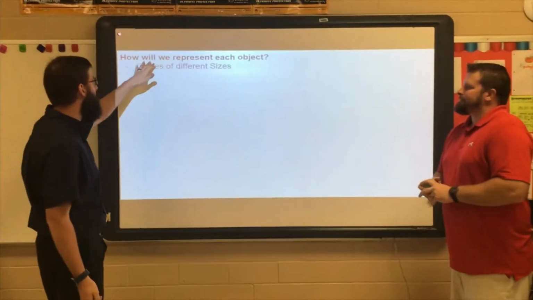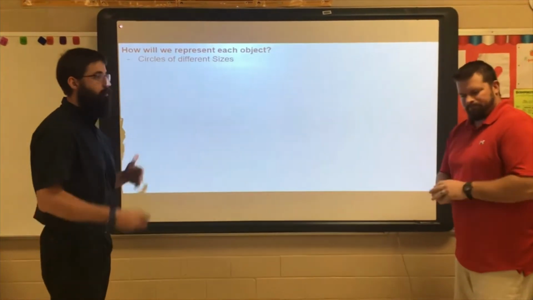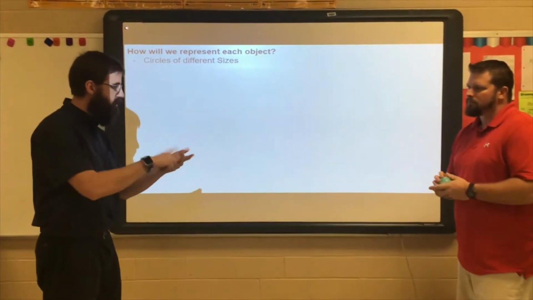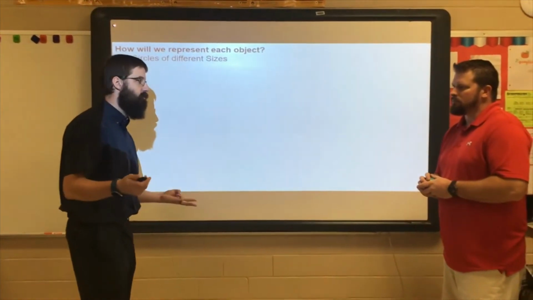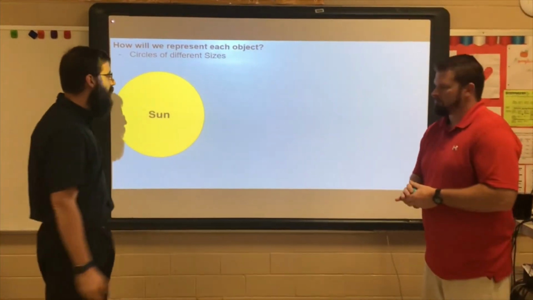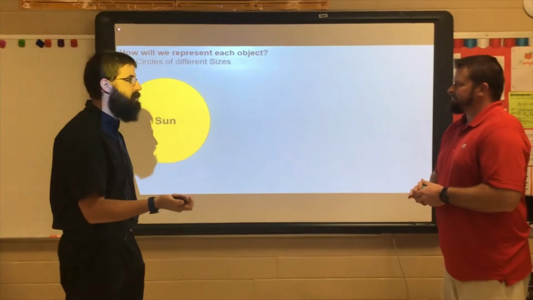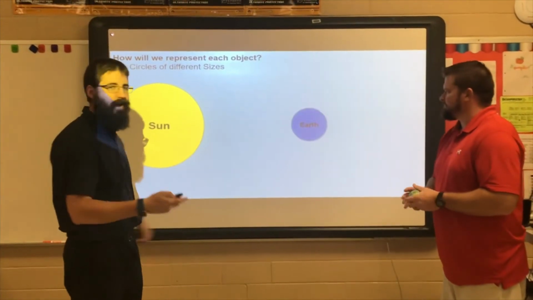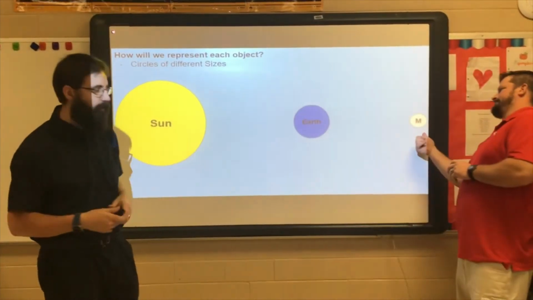So first of all, we said circles. If we're doing our circles for the sun, the earth, and the moon, which object's the largest? Oh, the sun, of course. The sun, so it gets the biggest circle. Correct. Then we have the earth and the moon. What's the next biggest? Earth. Earth. And finally the moon's the smallest out of the three here.